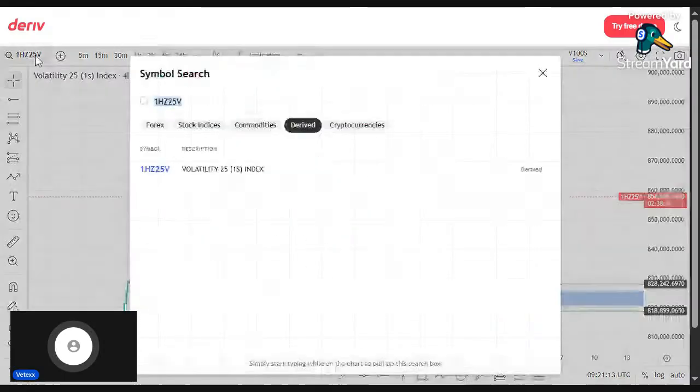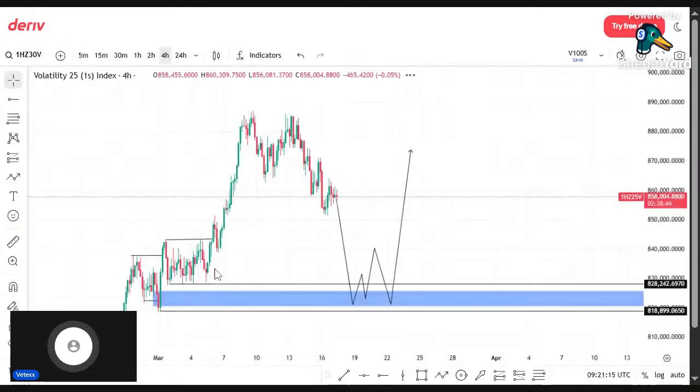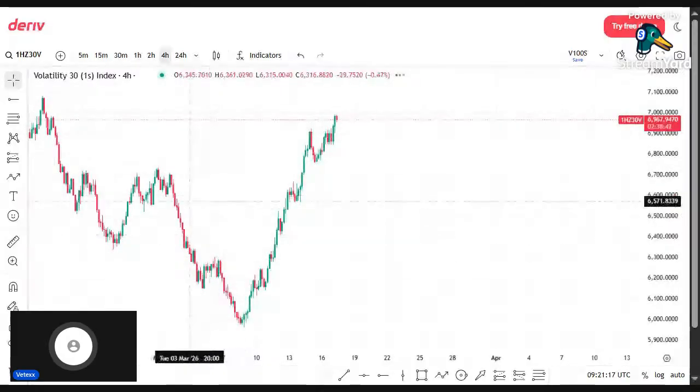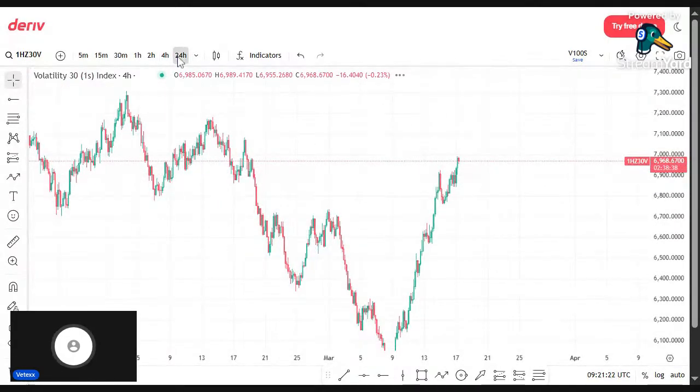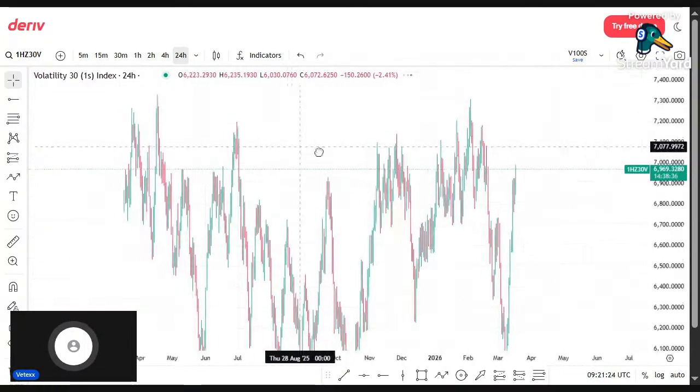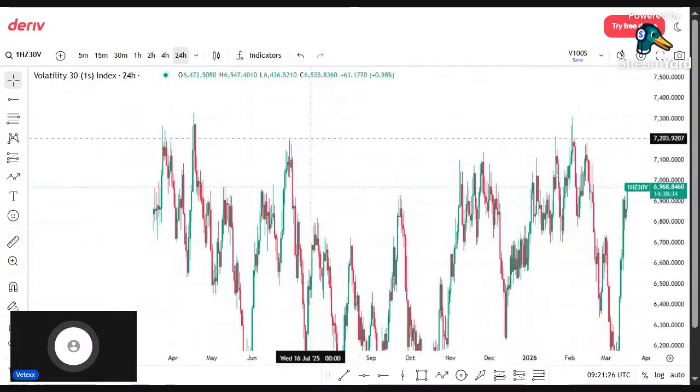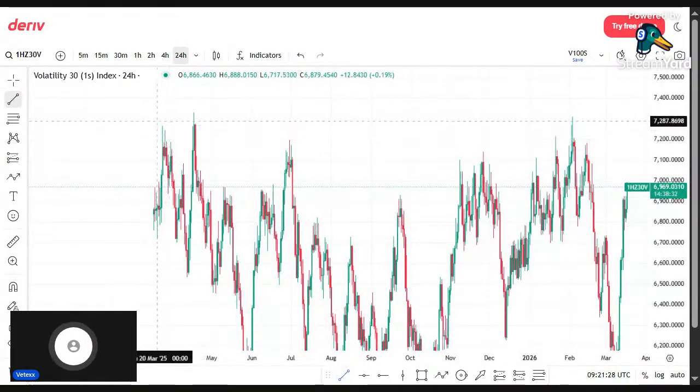So the next pair I'm going to be looking at is V31 index. What do we have on V31 index? V31 index is bearish on the 24-hour time frame. Why? Because we have our sweep of liquidity, which is here.